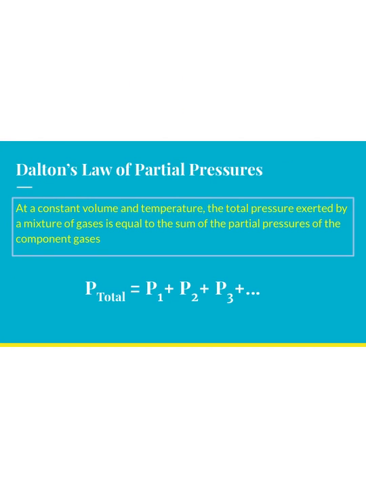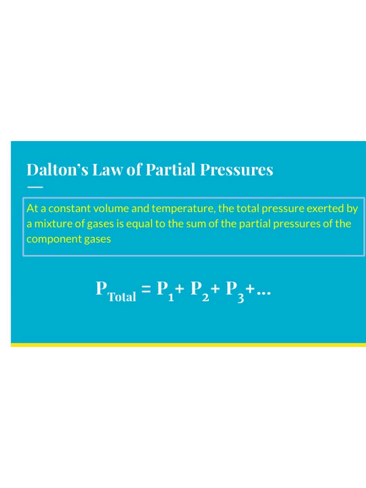So again, this is expressed by Dalton's law. What Dalton's law says is that at a constant volume and temperature, the total pressure exerted by a mixture of gases is equal to the sum of the partial pressures of the component gases. So we have this mathematical equation that sums this up that we can use in our different problems. So the total pressure within a mixture is equal to the pressure exerted by gas 1 plus the pressure exerted by gas 2, so on and so forth.